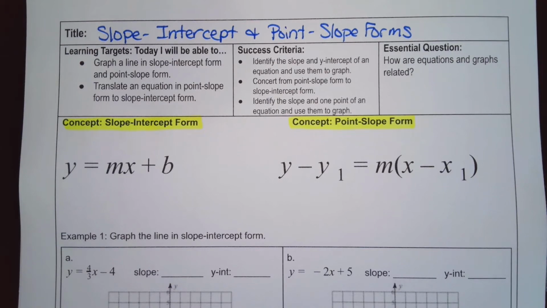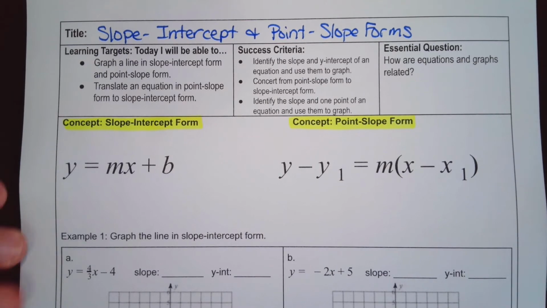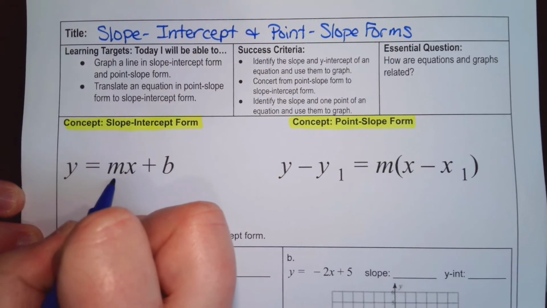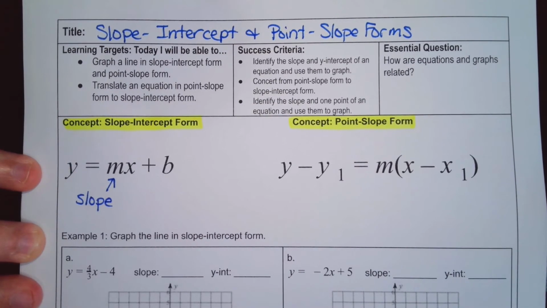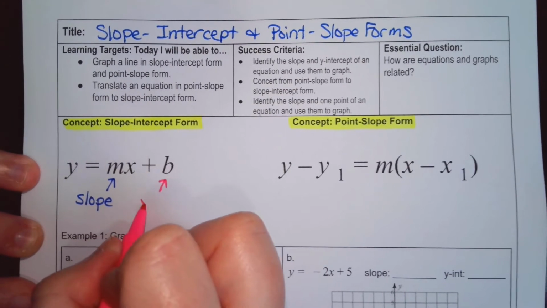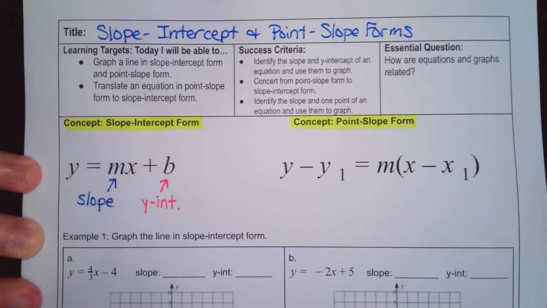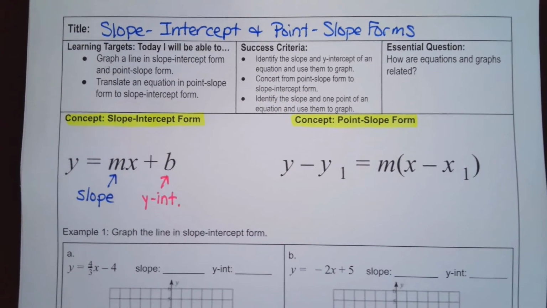So we have slope-intercept form, which is y equals mx plus b. Remember, your m is the slope, and your b is the y-intercept. So that one we're all pretty familiar with.